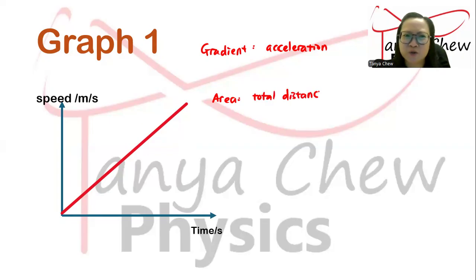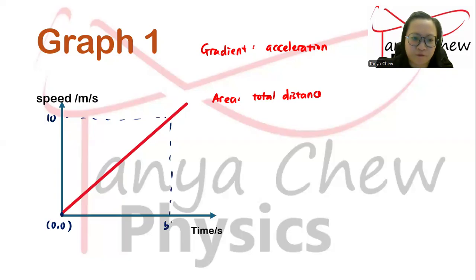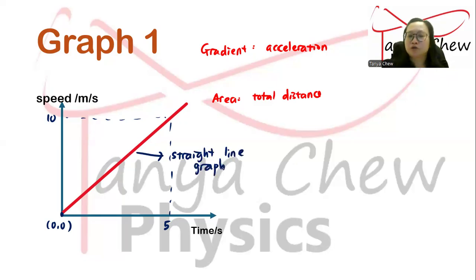Now, maybe for this graph, I should give you some values to make you understand better. This graph starts from the origin, so I'll put 0, 0. Maybe I'll take until this point, which is 10. I put in easy values so that it's easier to do my calculation. To find the gradient of the graph, you have to look at what type of graph this is. This is a straight line graph. Bear in mind, a straight line graph will always give you a constant gradient.